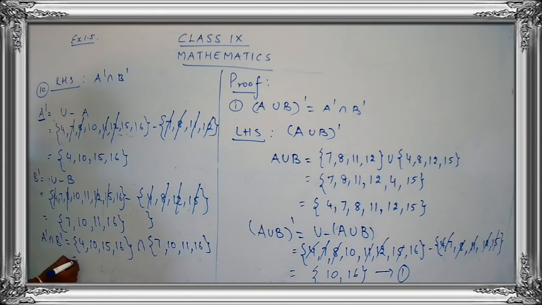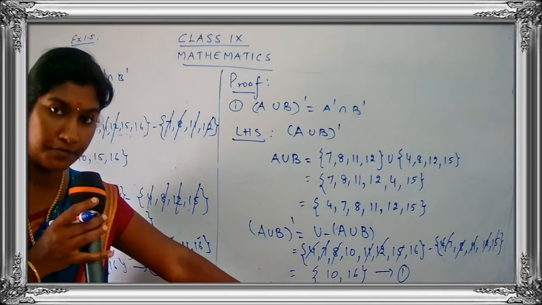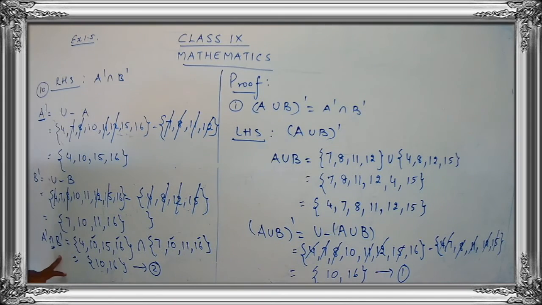Okay. So intersection means you are going to take the common. What is common here? 10 is common. 16 is common. So the answer is 10, 16. Put this as number 2. So see here, from 1, what was the answer? 10, 16. What is the answer from 2? 10, 16. So what can you say? From 1 and 2, LHS is equal to RHS. Hence proved. Yes, children?